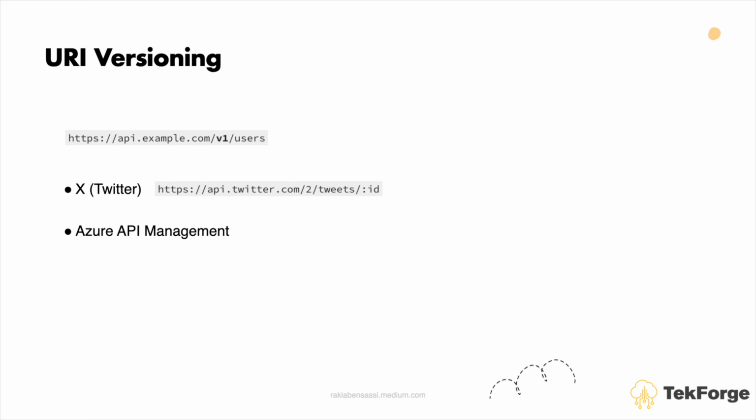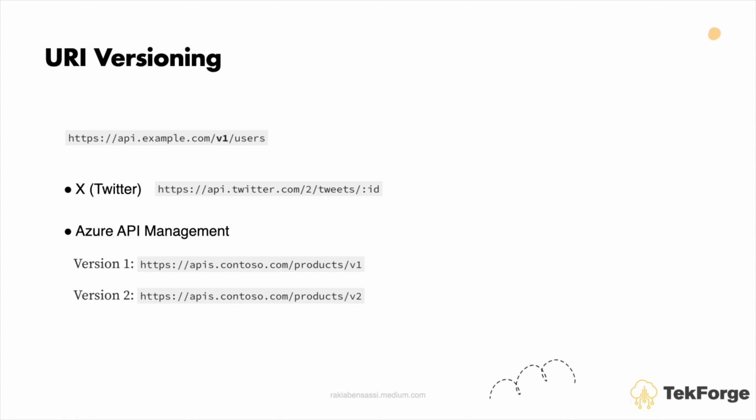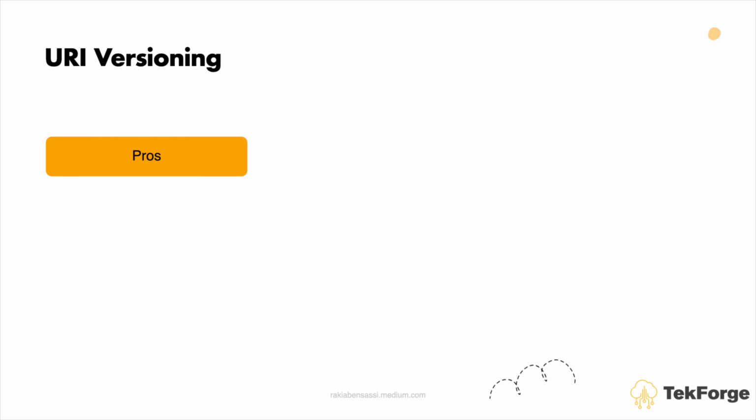For instance, if you have a products API with two versions, v1 and v2, the URLs for accessing these versions would look like this. For version 1, /products/v1, for version 2, /products/v2. The general format for an API request URL when using path-based versioning is https://your-domain/API-name/version-identifier/operation-ID. This approach has the following advantages.